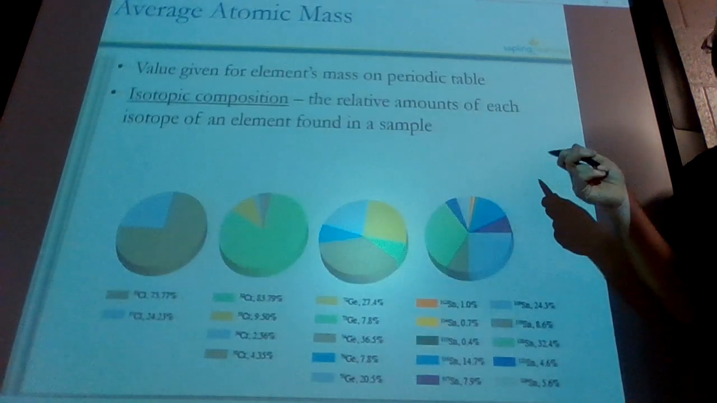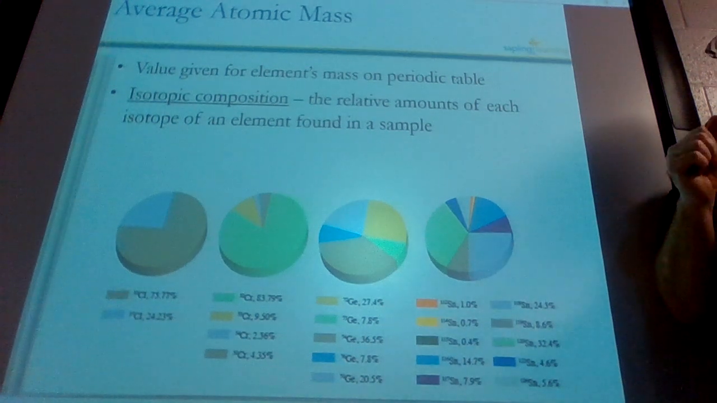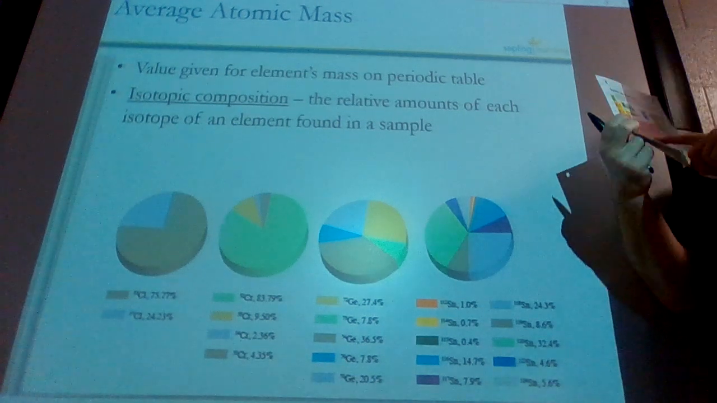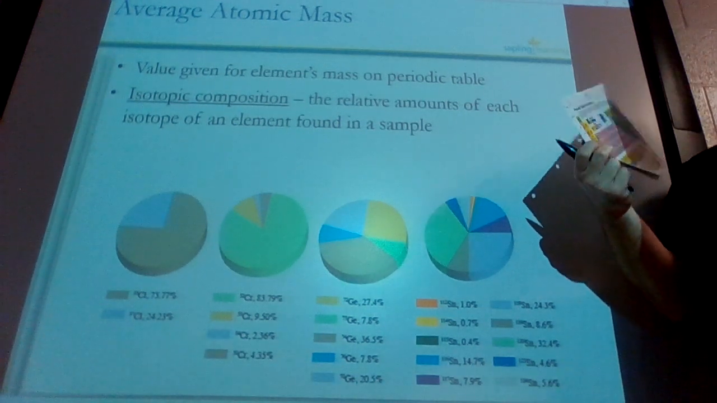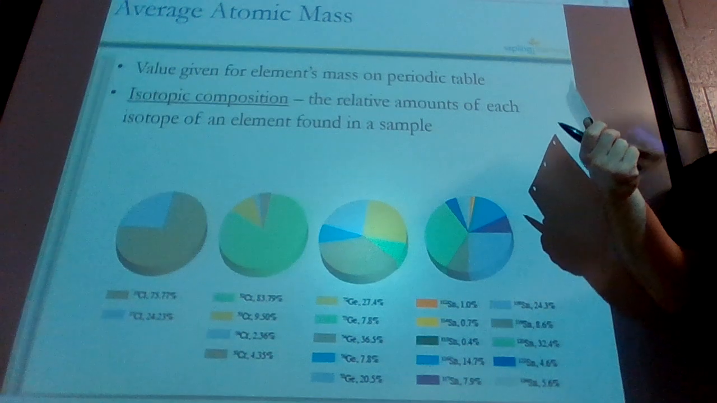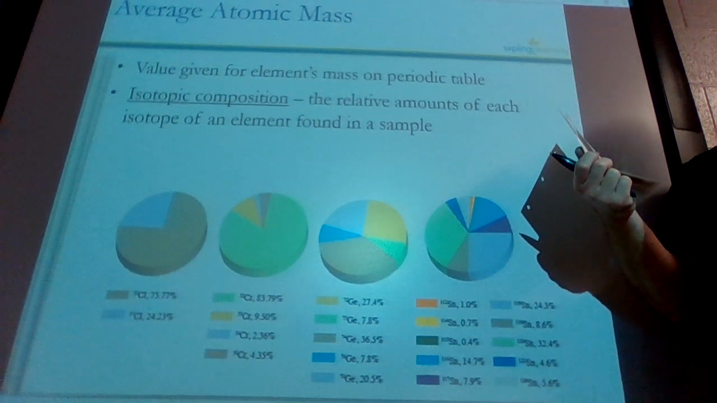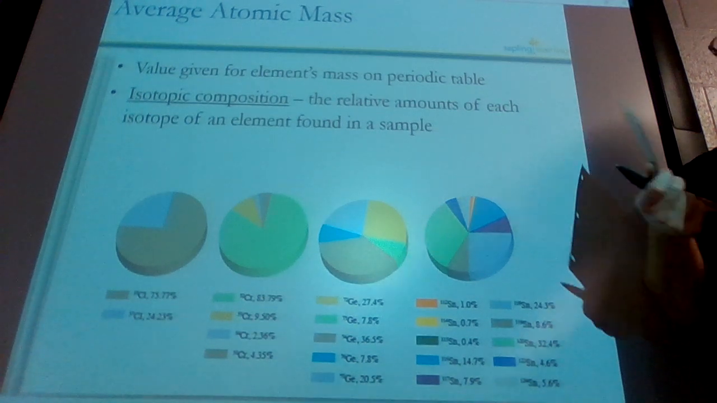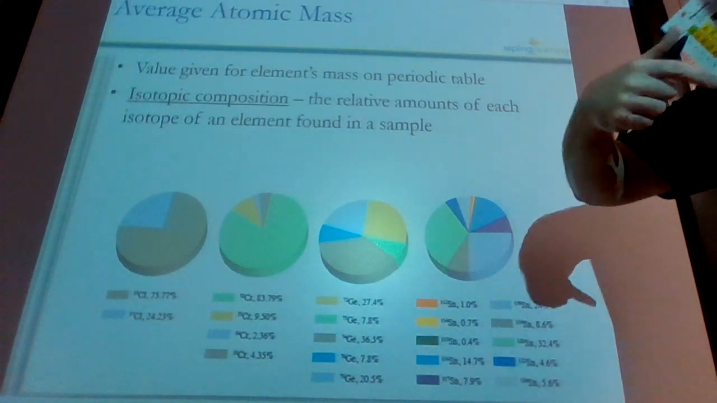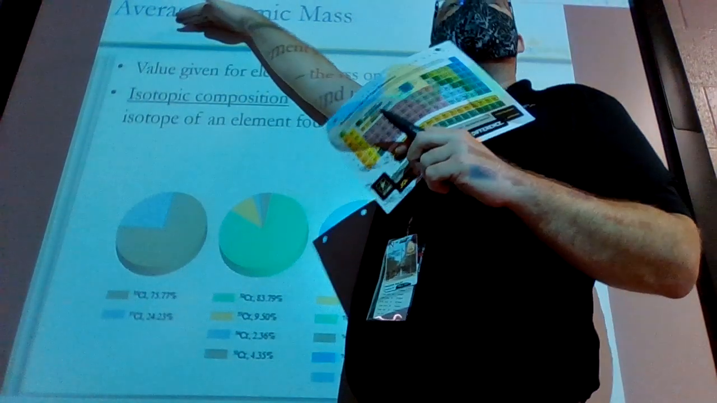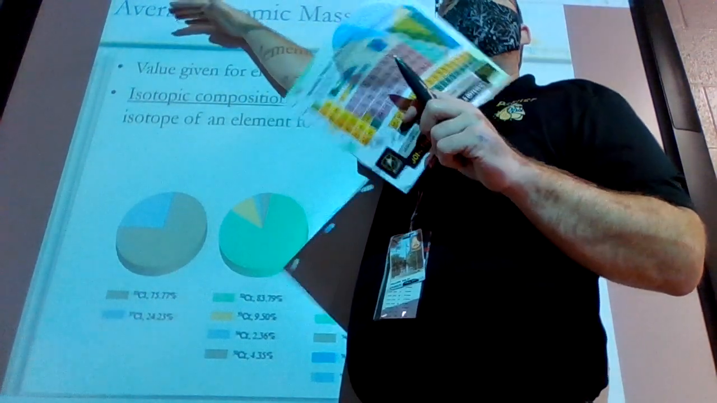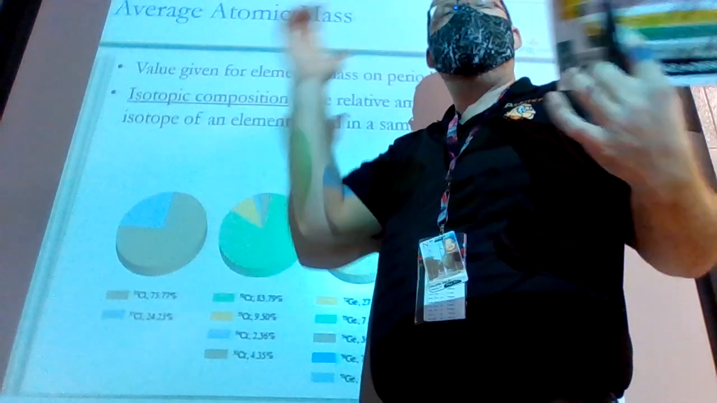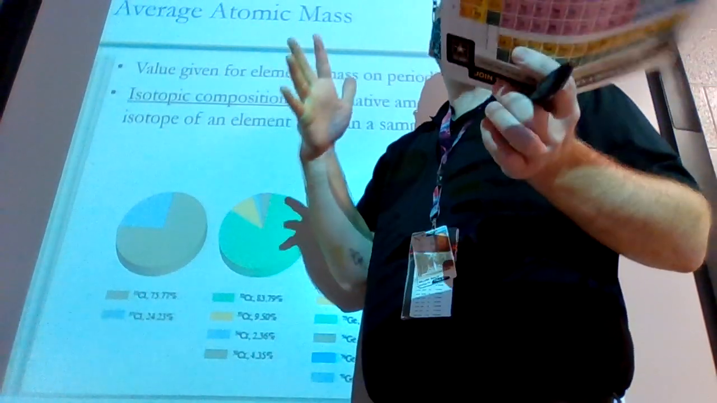Value given for an element's mass on the periodic table. Now, you'll notice that on the periodic table, the bottom number in each square usually has a pretty big decimal. Carbon, it's 12.011, not exactly 12. For oxygen, it's 15.999. The reason for this is these numbers are the average atomic mass. So if that element has isotopes, we're going to average all of them over the entire planet and figure out what that average atomic mass is.